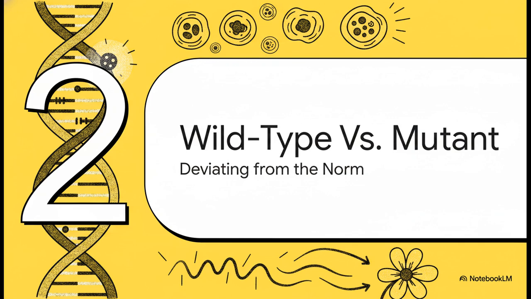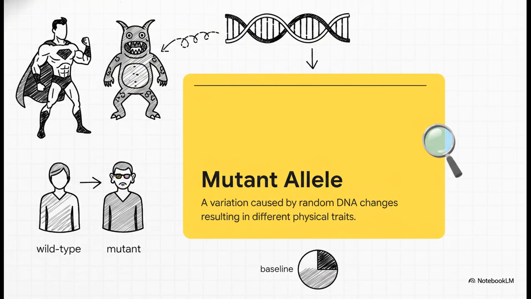Moving right along to section 2, wild type versus mutant, deviating from the norm. Now, I know when we hear the word mutant, pop culture completely trains us to think of sci-fi monsters or superheroes. But in genetics, the reality is way more common and honestly, much less dramatic. While wild-type alleles represent the norm, a mutant allele is simply a variation caused by random DNA changes. That's really all it is, just a deviation from the baseline. However, these seemingly simple, random little DNA changes can result in entirely different physical characteristics for the organism.